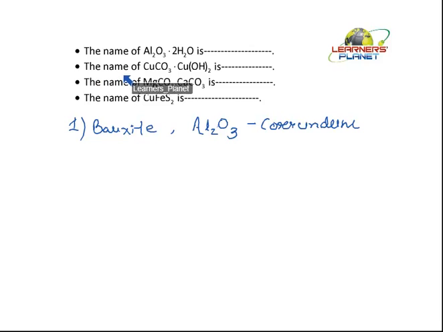Now the name of the ore CuCO3·Cu(OH)2 is. Now is this the ore of carbon? No, because carbon is a non-metal. What is the metal here? It is copper. So what is the name of this ore? The name of this ore is malachite.